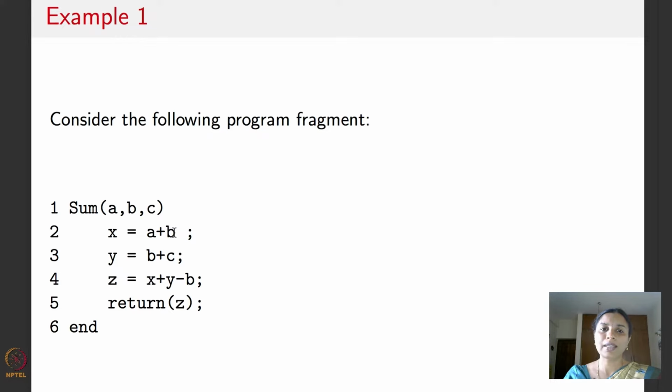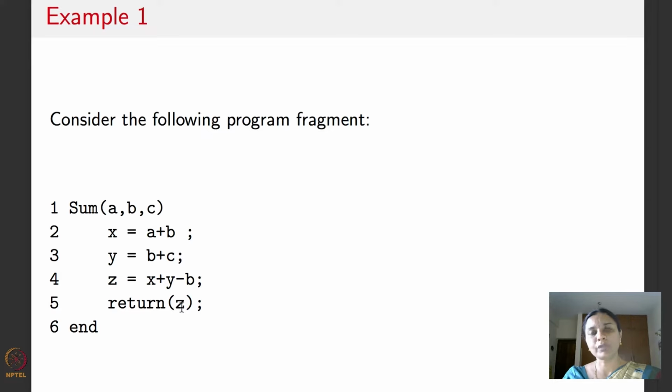It first adds A and B, stores it in X. Then it adds B and C, stores it in Y. Please remember, it's supposed to add A with B and then with C. But because it's adding B twice between X and Y, when it finally computes Z by doing X plus Y, it subtracts one B. It's just some way of writing the program. May not be the most intuitive way, but let's say it takes it like this. And then it returns Z, which is the sum of A, B, and C.